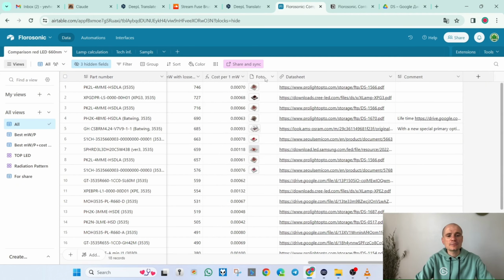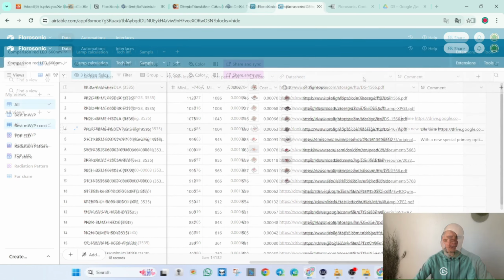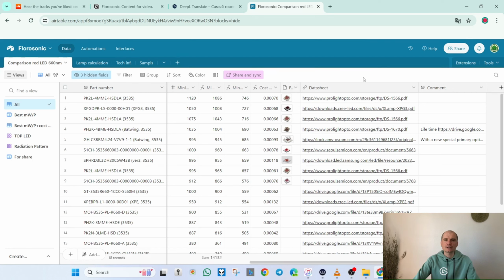At the end of my table you can see photos of the most interesting LEDs. Next is a link to the datasheet with all technical information, and comments about Prolight and Osram LEDs. I have described the structure of the table, and now we can move on to analyzing this data.